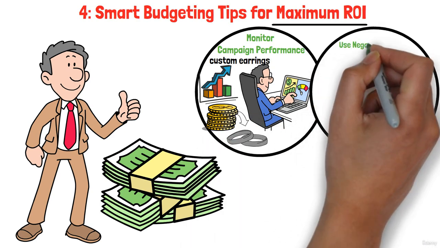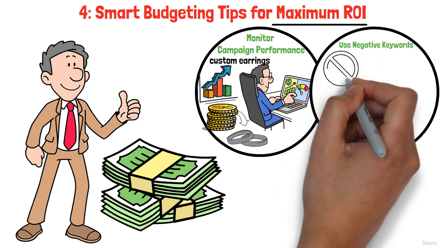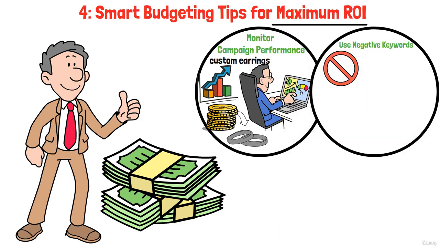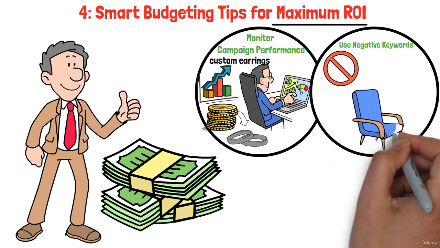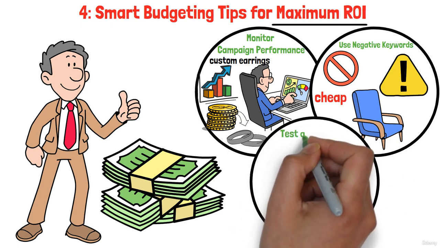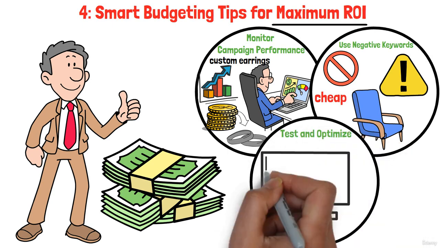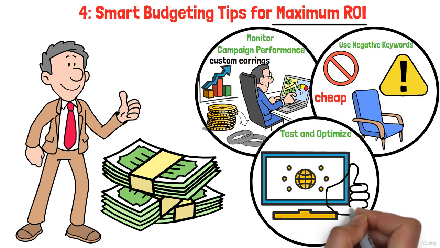2. Use negative keywords. Adding negative keywords ensures your ads don't show up for irrelevant search terms. For example, if you sell high-end furniture, you can add cheap as a negative keyword to avoid low-quality traffic. 3. Test and optimize. Run multiple versions of your ads, A/B testing, to see which headlines or calls to action resonate best with your audience.